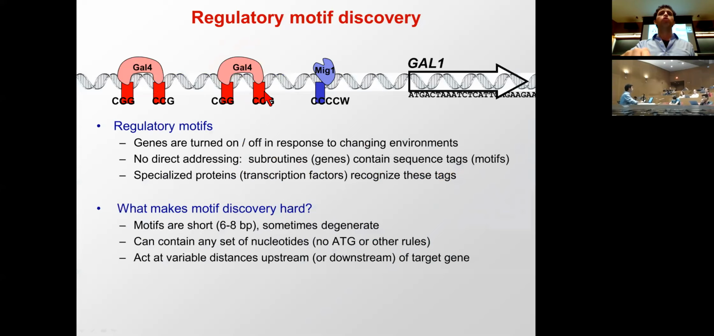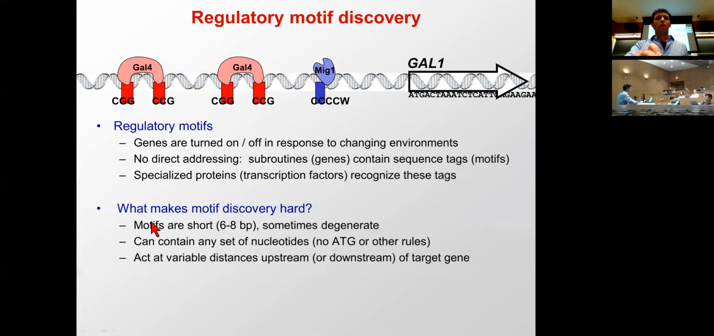So I'm going to put this red tag in front of all of the genes that I need for metabolizing galactose, and I'm going to put this blue tag in front of all the genes that I don't need when I metabolize glucose. So if I sense galactose, Gal4 goes and binds, and it turns on all these galactose genes. But if I sense glucose, which is a more efficient sugar for yeast, MIG1 is going to turn on and then shut off these genes, and then other genes will turn on.